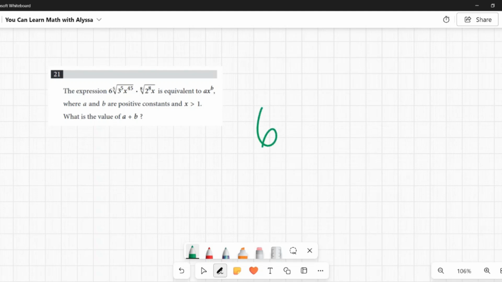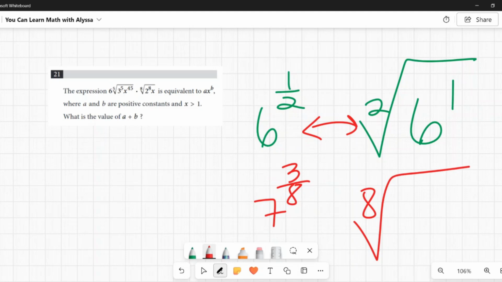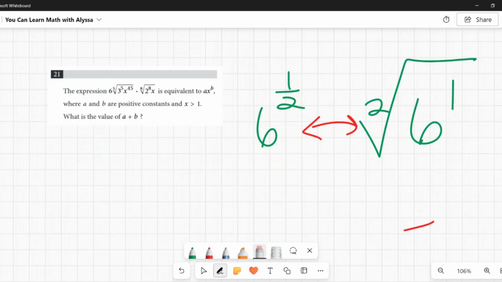Another one is that we can change roots to exponents. So 6 to the power of 1/2 is the second root of 6 to the power of 1, or the square root of 6. It doesn't matter what these numbers are, this same pattern applies, and you can go back and forth. So if I had 7 to the power of 3 eighths, that bottom number becomes the root, and the top number becomes the power inside. Again, you can go back and forth. This is going to come into play.